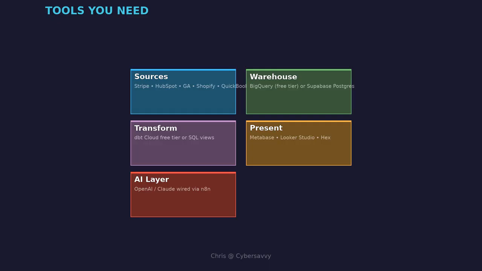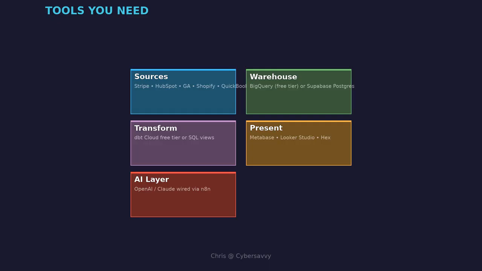Layer 2 is the warehouse. This is the single place all your data lands and gets cleaned. For small businesses, I recommend Google BigQuery on the free tier or a Supabase Postgres database. Layer 3 is the transformation layer, where raw data becomes business metrics. Tools like dbt Cloud have a free starter tier, or you can use simple SQL views inside Supabase.